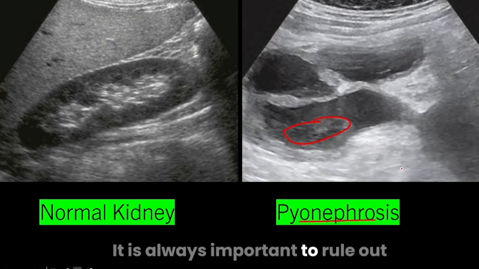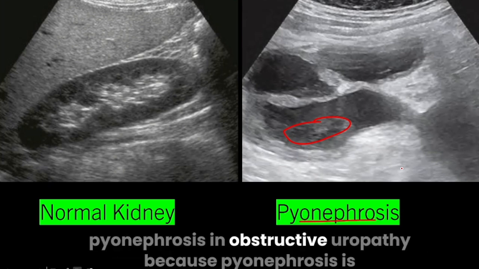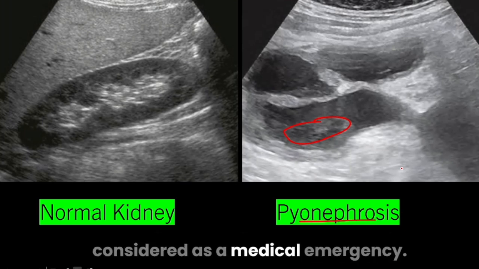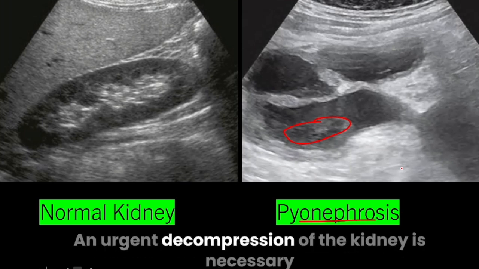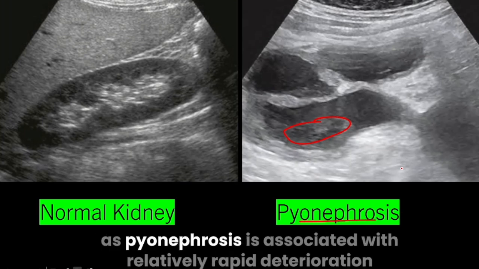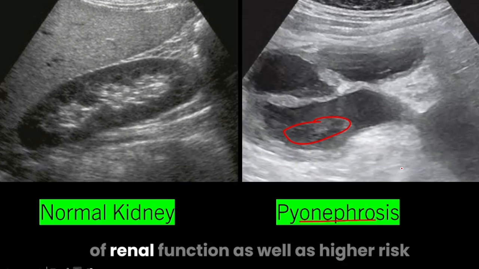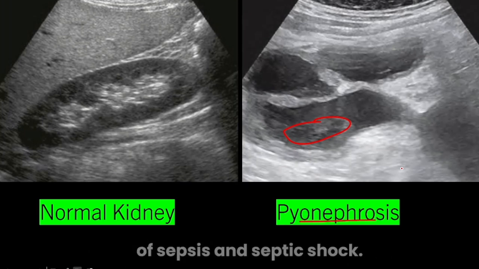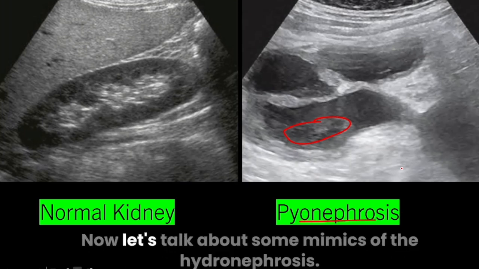It is always important to rule out pyonephrosis in obstructive uropathy because pyonephrosis is considered a medical emergency and urgent decompression of the kidney is necessary. As pyonephrosis is associated with relatively rapid deterioration of renal function as well as higher risk of sepsis and septic shock. Now let's talk about some mimics of hydronephrosis.